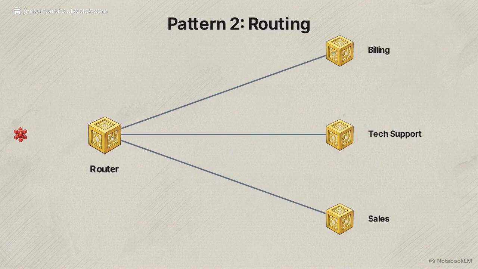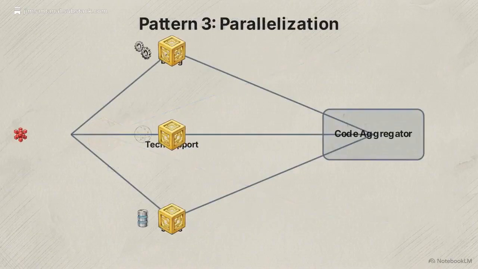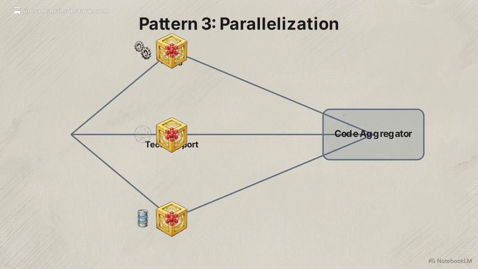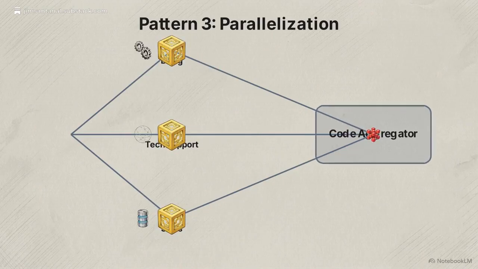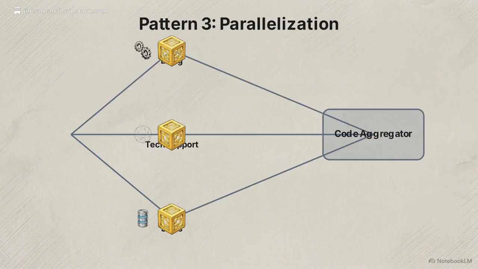Next is the routing workflow. Here, an input is triaged to a specialized model based on classification. If a user submits a query, the router analyzes it and sends it down one specific path, activating either billing, technical support, or the sales LLM. In parallelization, a single input is sent to multiple specialists concurrently. A deterministic code aggregator then collects these concurrent outputs. It evaluates the different responses and synthesizes them into a single unified result.